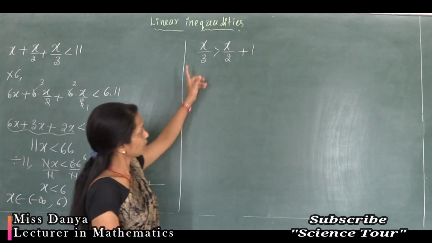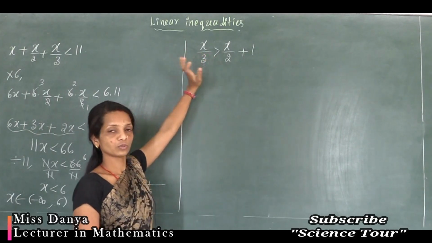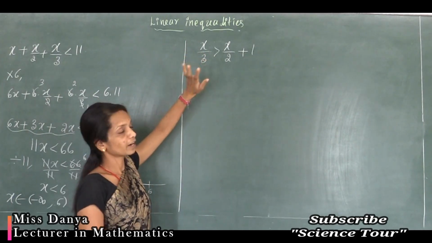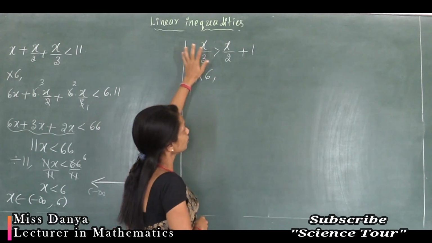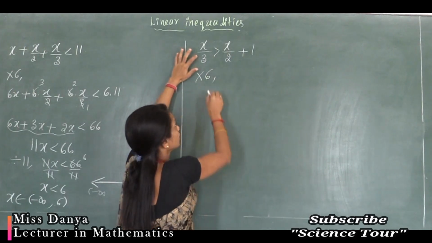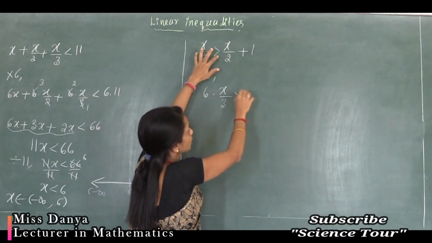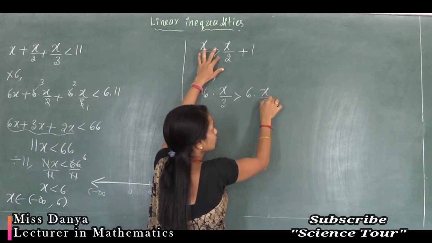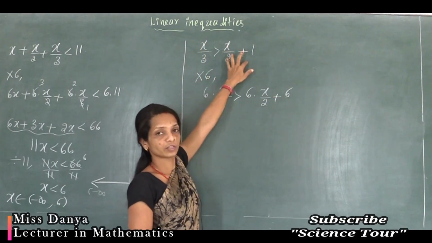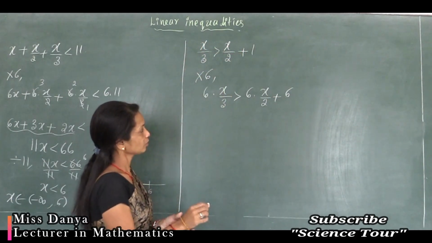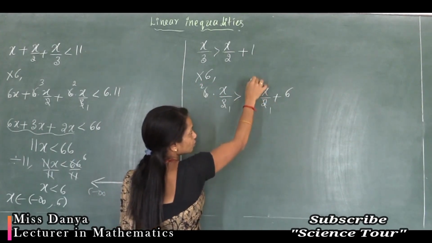Okay. Now here also you can see more than one denominator, 3 and 2. So you have to take the LCM of that. 3 and 2 LCM is 6. So you have to multiply by 6 on both sides of this inequality. Now 6 into x divided by 3, the symbol you have to carry the same, and 6 into x by 2 plus 6. You have to multiply 6 to each and every term in that inequality.